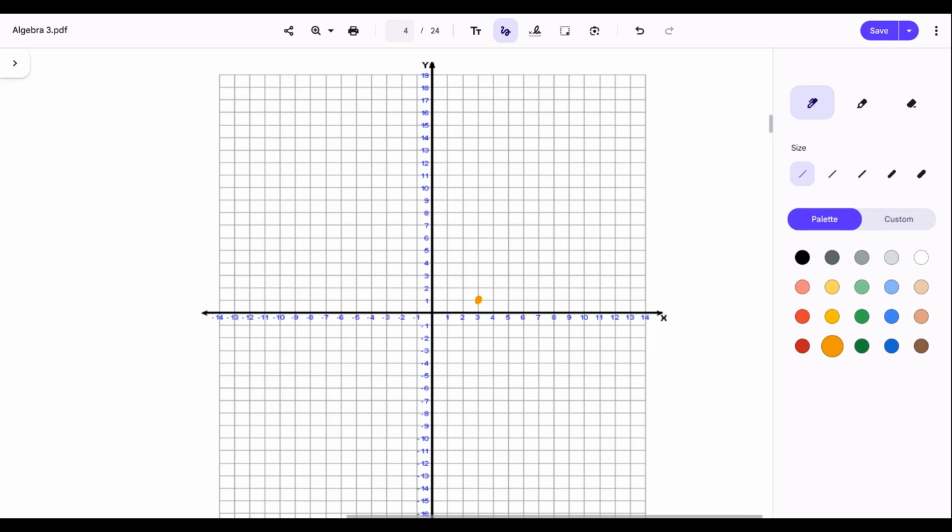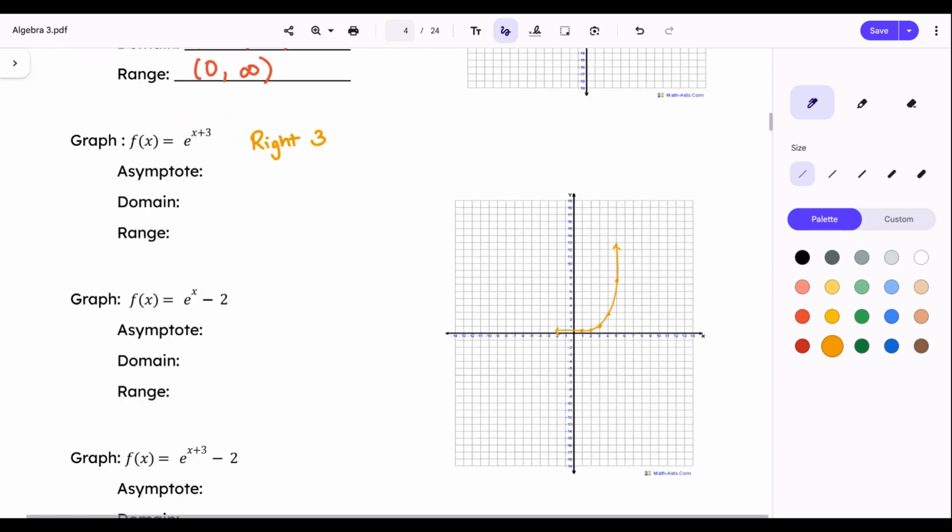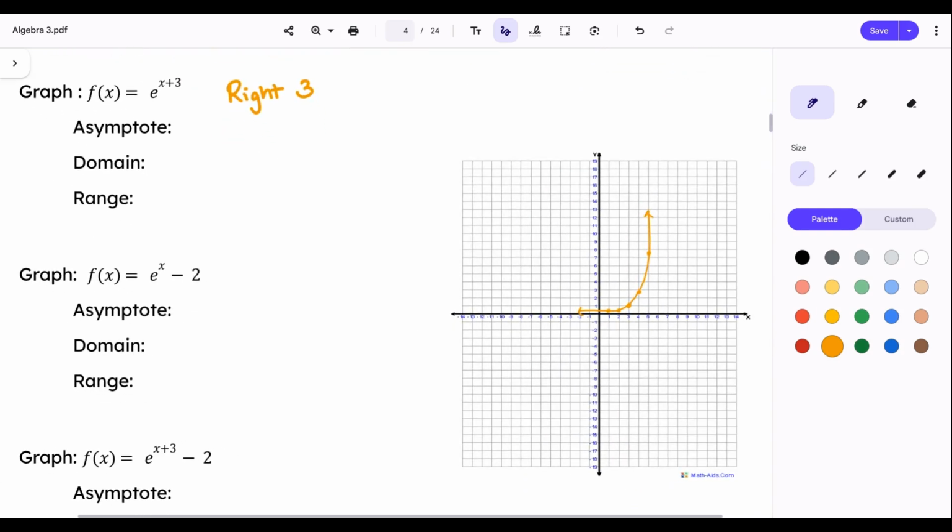Okay, then if we keep going, 1 was at about 2.7. So again, I'm just going to go right 1, 2, 3. And then 2 was at about 7.4. 1, 2, 3 to the right goes there. And then you can kind of get an idea of where the other one should go. Again, you could look at those points that we had on the parent graph and just shift them all right 3. Okay. Did it change anything about the asymptote, the domain, or the range?